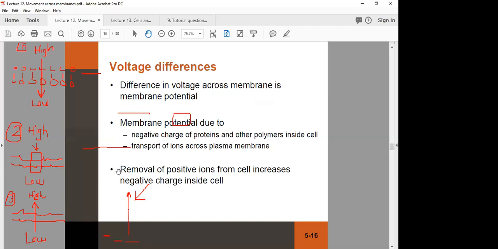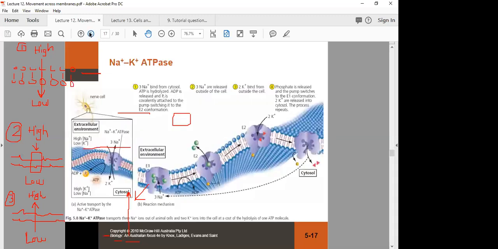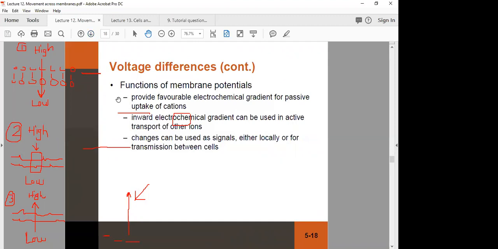So removal of positive ions from the cell also increases that negative charge just to the inside of the plasma membrane. All right, why are these membrane potentials important? They provide a favourable electrochemical gradient for passive uptake of cations. They provide an inward electrochemical gradient which can be used in actively transporting other ions, and changes, even very slight changes in the membrane potential, are very important in terms of signalling. Signalling can be local within the cell, or the signals can be transmitted from cell to cell.